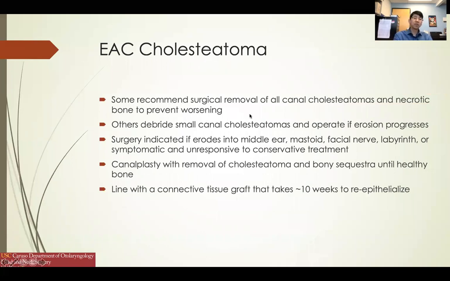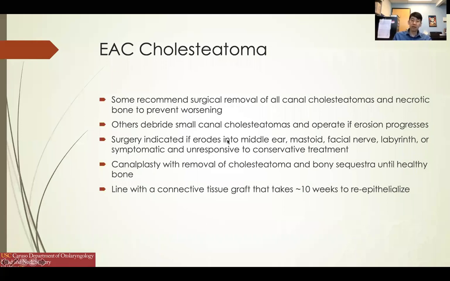So some surgeons recommend removal of all canal cholesteatomas you encounter, as well as the underlying necrotic bone, to prevent any worsening. But some others say that you can watch small cholesteatomas. You can really just keep cleaning them out and then operate only if erosion progresses. I have one patient that we're continuing to just debride, and is actually doing well with debridements. Even though there was initially a focal necrotic bone area, that has started to really close on itself. And so I think we can get away with just debridements.